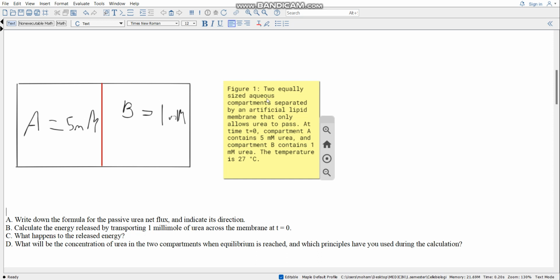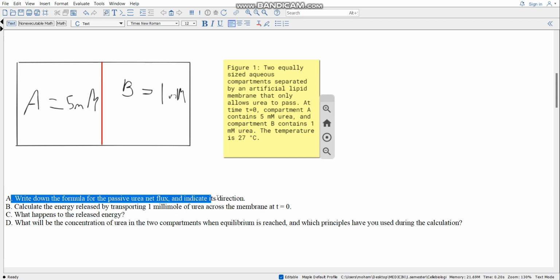So two equally sized aqueous compartments are separated by an artificial lipid membrane, this is the membrane, that only allows urea to pass. At time T0, compartment A contains 5 millimoles urea, and compartment B contains 1 millimole urea. The temperature is 27 Celsius degrees. So we're going from A to B, right? The concentration is bigger in this compartment, and therefore by simple diffusion, the concentration will get balanced by shifting some of the molecules over to compartment B, okay?